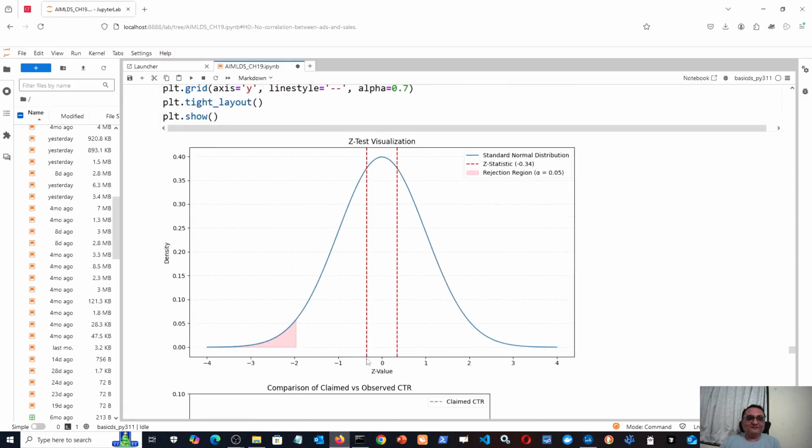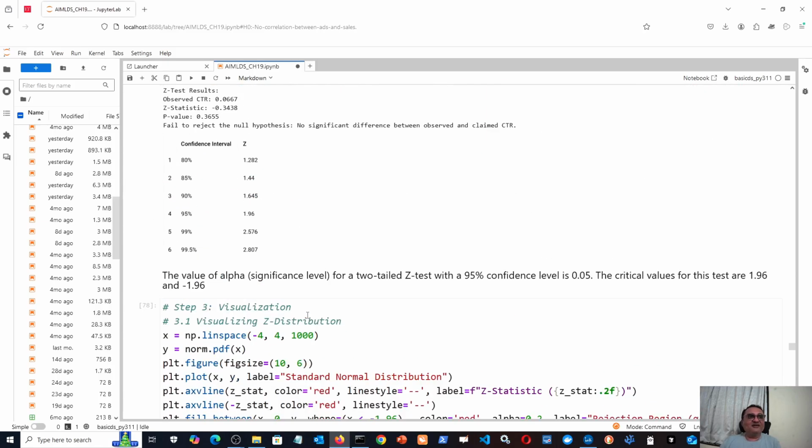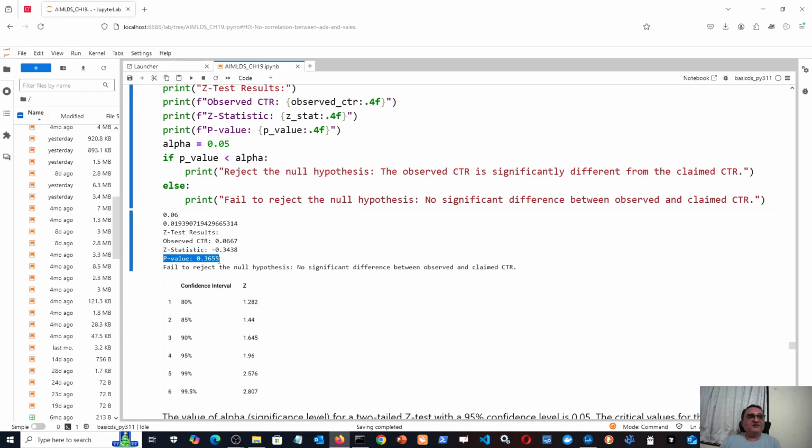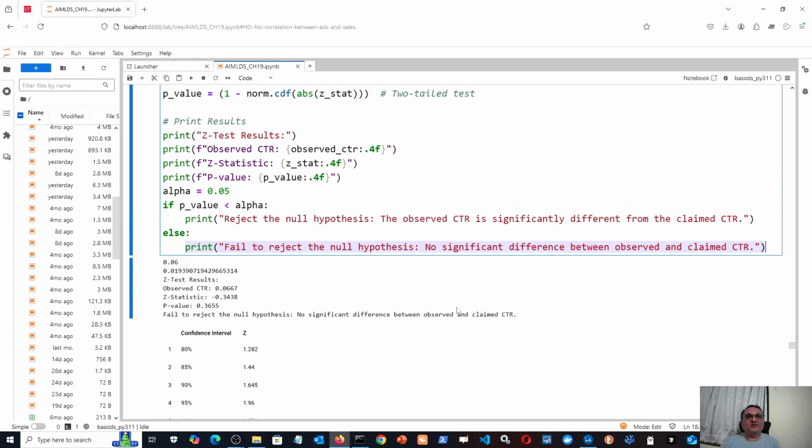My Z is here. So that means that I am on the right side of the rejection region, or I am not in the region where I can reject the null hypothesis. So still, the ultimate result did not change, because this p-value is still higher than 0.05, which means that this part will be executed. I will fail to reject the null hypothesis.